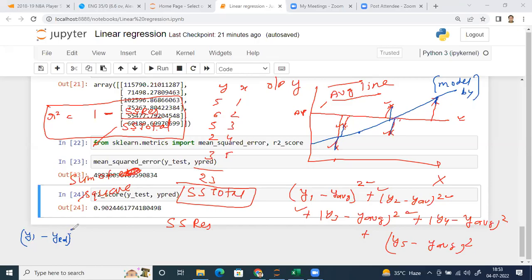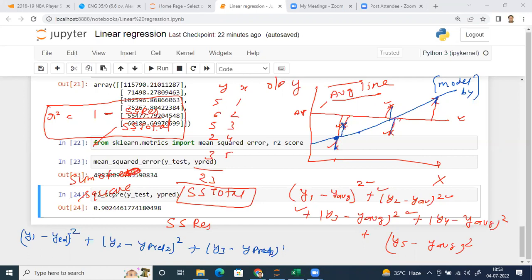So we are doing the square of the same: (y1 minus y pred 1) squared, plus (y2 minus y pred 2) squared, plus (y3 minus y pred 3) squared. What are these points? This is the first point, your y1. This is your predicted value. So y1 minus the predicted value is the distance of this point with this point. So this one minus this y pred, squared.